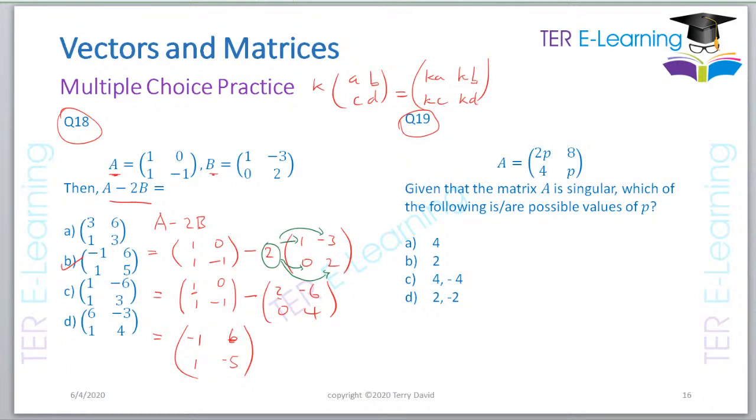Question 19. Oh, Del is asking if 2 is a scalar. No, it's 2. Just leave the minus sign as is. And you multiply by the 2. So what I'm saying is that you don't do anything with this minus sign here, right? Just work out 2 multiplied by each of those numbers there and write that as one bracket, as one matrix first. Okay, so question 19.